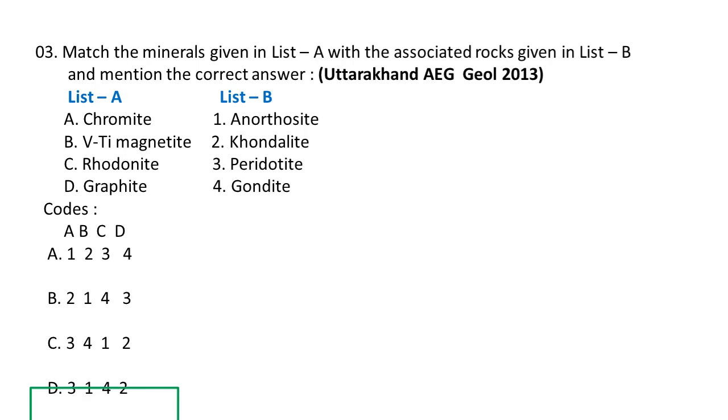So from this the correct option goes as D. For chromite, the associated rock is peridotite, and for vanadium titanium magnetite, the associated rock is anorthosite, and for rhodonite the correct option goes as gondite, and for graphite the associated rock is khondalite. So that's why D is the correct option.